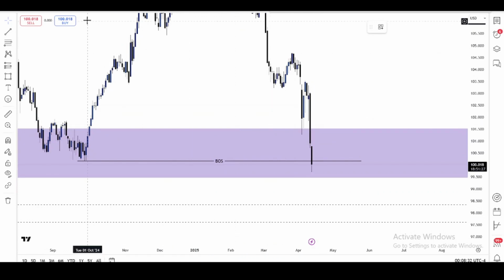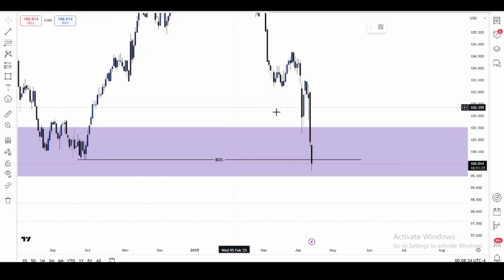Do you understand? Okay, so here on the daily time frame, the market is still bearish. The market is still bearish. If you want to look for more sells, you cannot look for a buy opportunity here, only when you've seen that the market is ready to change its direction.